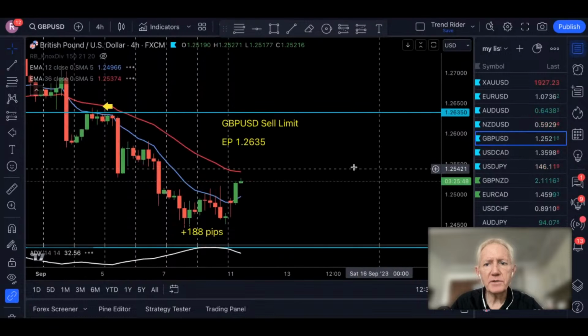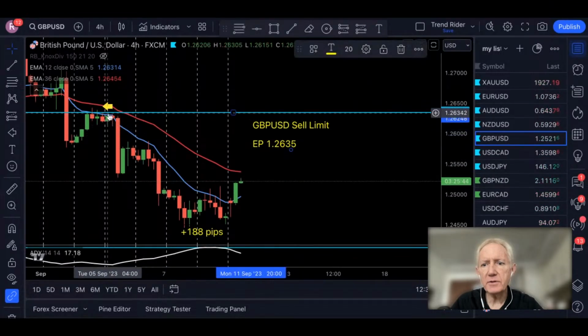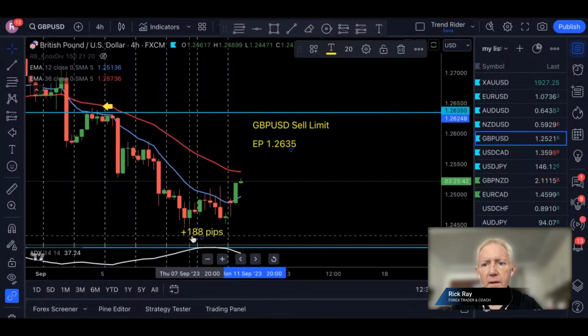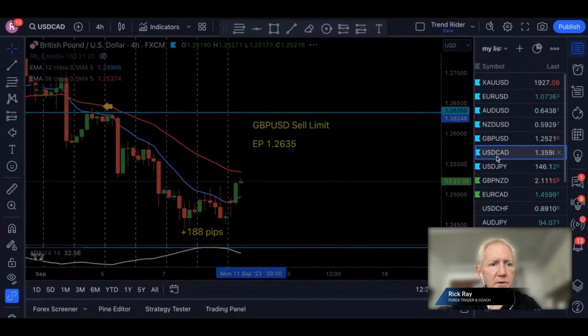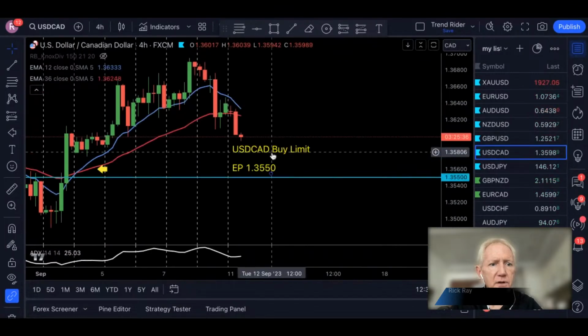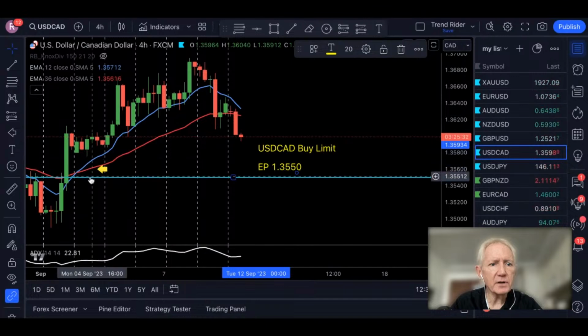The pound US did very well. Okay, that was a sell limit. That one opened on the first day of the trading week last week for a total of 188 pips. The USD CAD, okay, that was a buy limit, and that one never even got close to the pending order, which I had set in place.